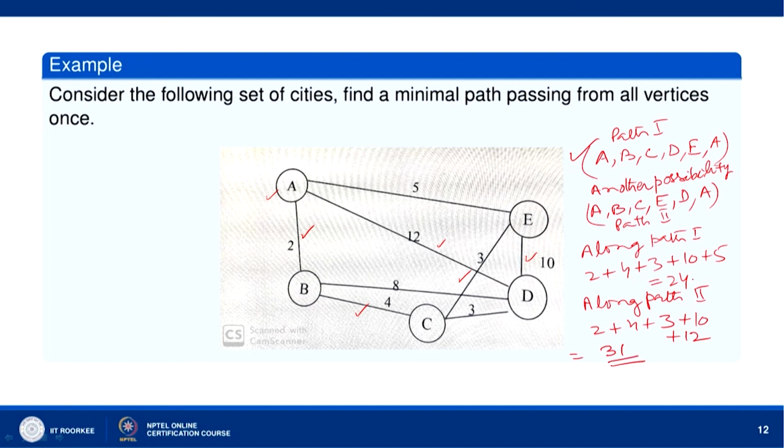So, here we have two Hamiltonian cycles. One gives 24 value, another one gives 31 value. So, 24 is the smallest. Therefore, we should follow path 1, that is A, B, C, D, E and A. So, that is the minimal path here, and that gives the solution of the travelling salesman problem in this case.